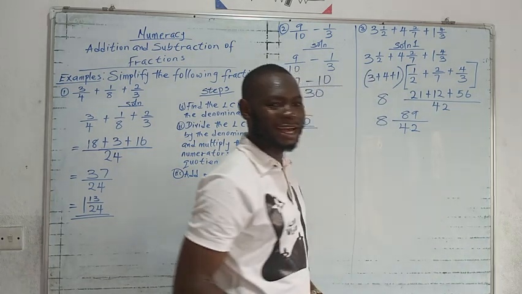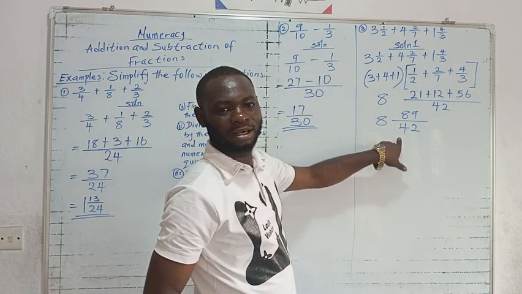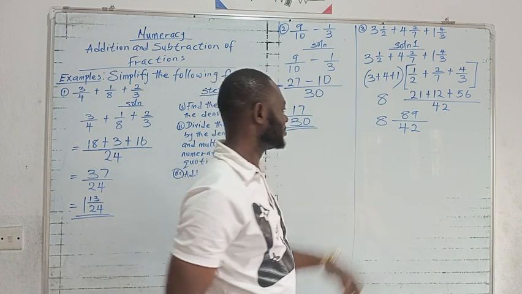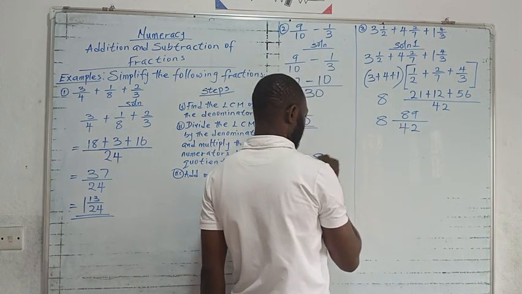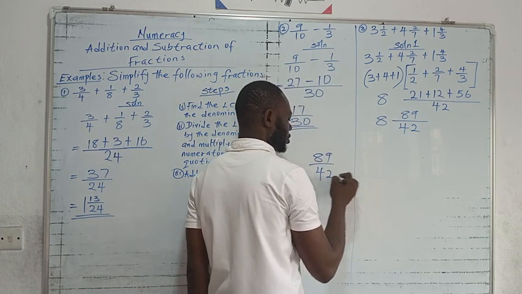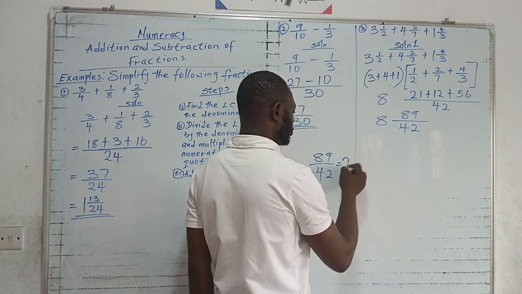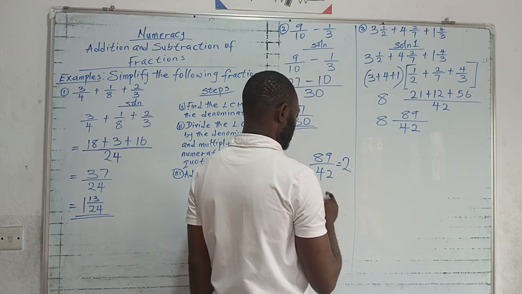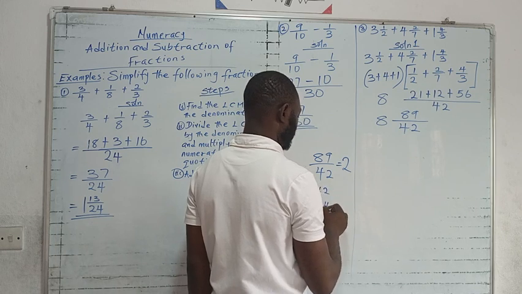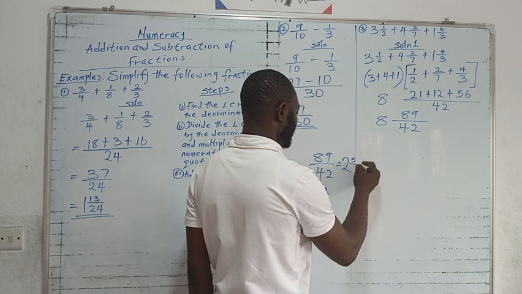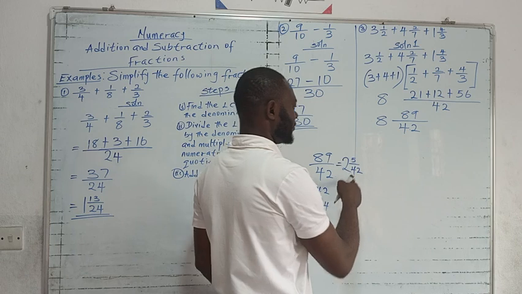Is this our final answer? No. Reason: this is an improper fraction, so let's make it proper. To change 89 over 42, this should give me 2 whole number, because 42 in 2 places is 84. So 2 whole number 5 over 42. Okay, 89 over 42 is 2 whole number 5 over 42.